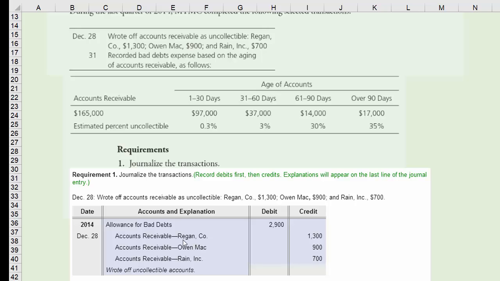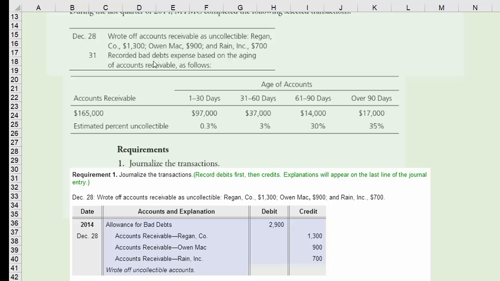Okay, sometimes these are stored in a subsidiary ledger, subsidiary accounts receivable, but in this day and age, it might be just called, we store that information in a file, in a customer file, a module, it goes by different terminology, given that we're using modern computerized systems these days. Okay, so we write off those accounts, right? 1,300, 900, and 700. So we credit accounts receivable for those, and we debit the allowance for bad debts. Okay, that's the first transaction that we have to deal with.